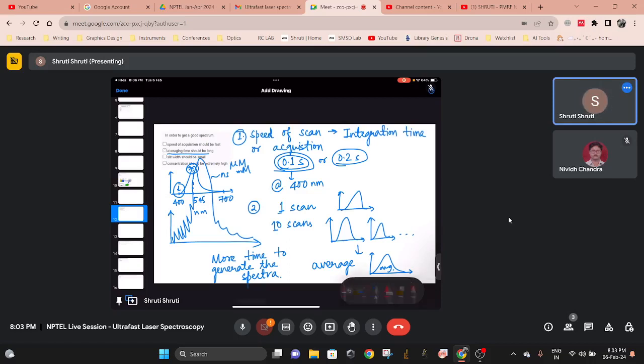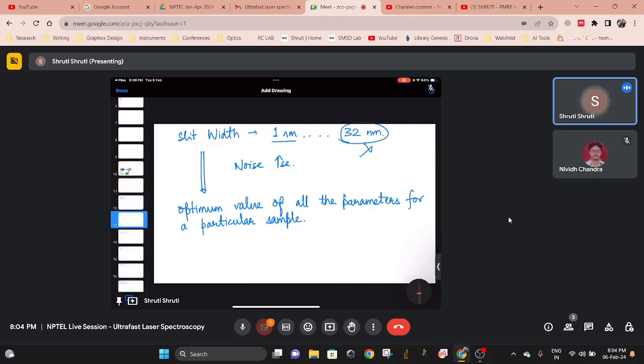So to answer this question, we can play with these two parameters, the averaging time and the slit width. The speed of acquisition, it is written fast. We cannot integrate fast enough, so we don't get enough number of photons. So it also needs to be optimized, some optimum value. If you scan fast, there will be more noise. So that's the answer. The answer should be B and C only.